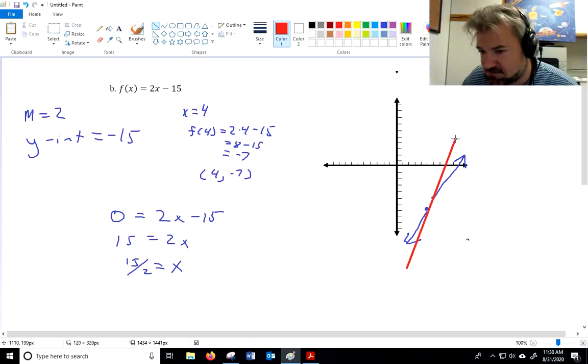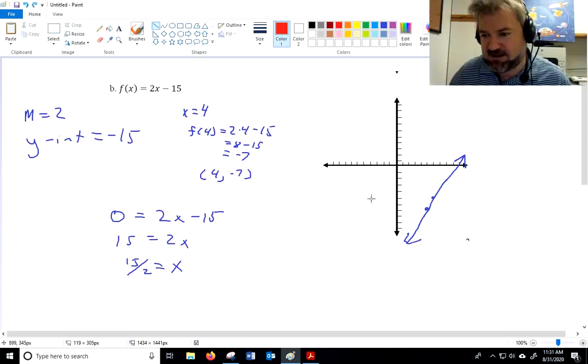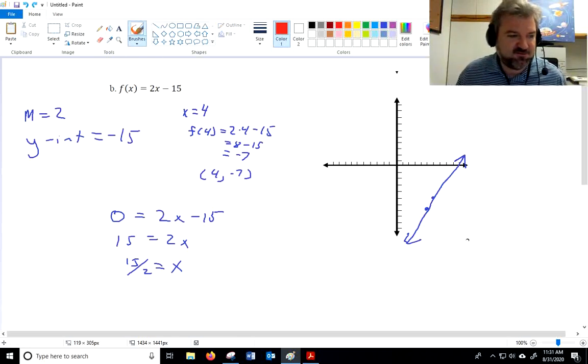Maybe it would have been more like that. What do y'all think? That looks a little better, right? 1, 2, 3, 4, 5, 6, 7.5. Okay. Well, I don't care. It's close enough. I trust our math, and our graph is always just a sketch, especially since I don't have the grid lines on here.